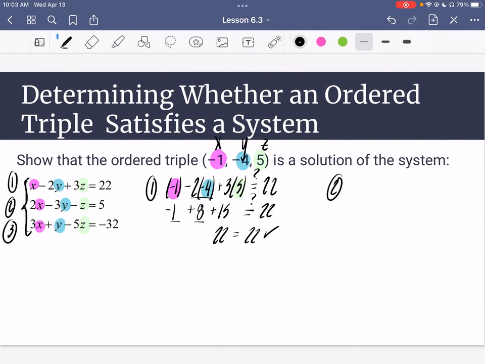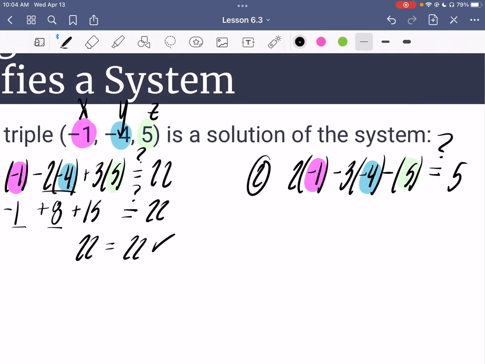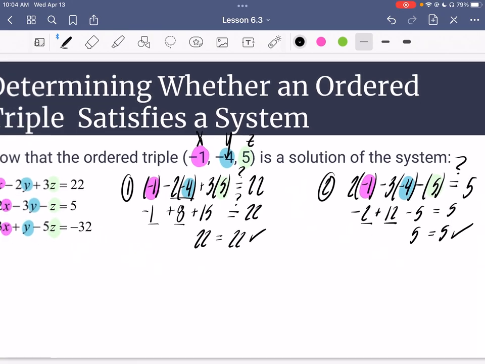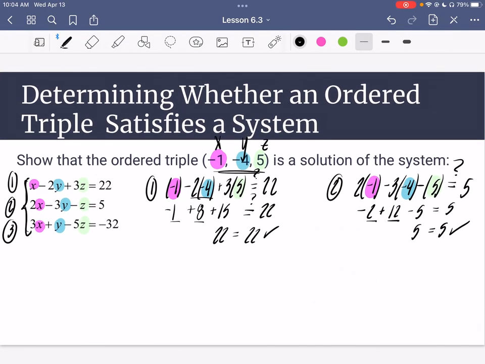All right, let's check equation number 2. So 2 times x minus 3 times y minus z, does that in fact equal 5? And again, I'll color coordinate here for you guys just to see my x, my y, my z. So again, we're going to simplify the left side. I get -2 plus 12 minus 5. -2 plus 12 is 10, and 10 minus 5 is 5. And 5 does in fact equal 5. So the second equation also works, or this ordered triple is in fact a solution to the second equation.